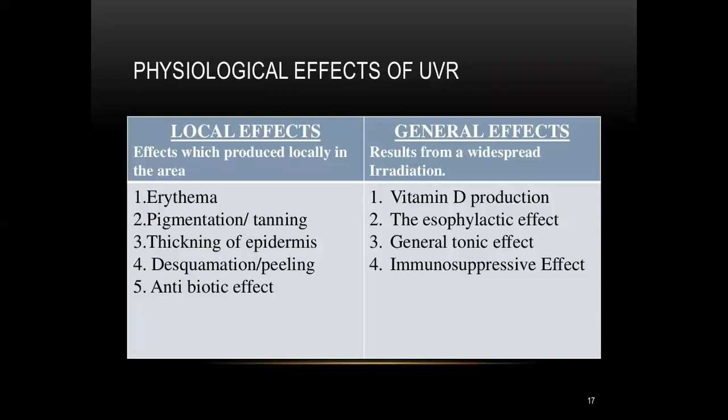Here are the physiological effects of UVR. Local effects, which are produced locally in the area: erythema, pigmentation, tanning, thickening of epidermis, desquamation, peeling, antibiotic effect. General effects are the result of widespread irradiation. First, vitamin D production. Second, the prophylactic effect. Third, the general tonic effect. Fourth is the immunosuppressive effect.